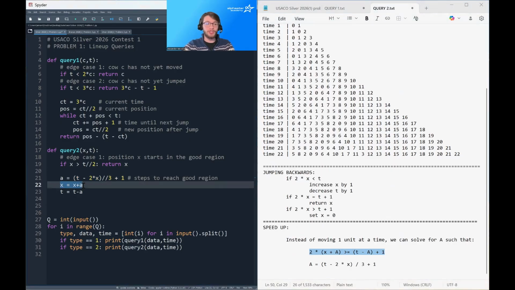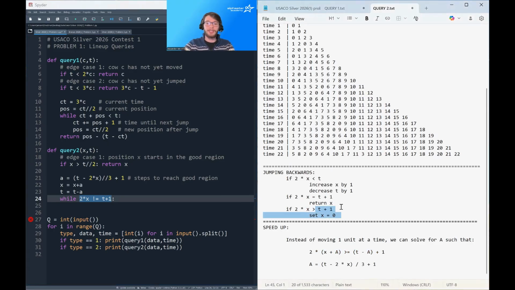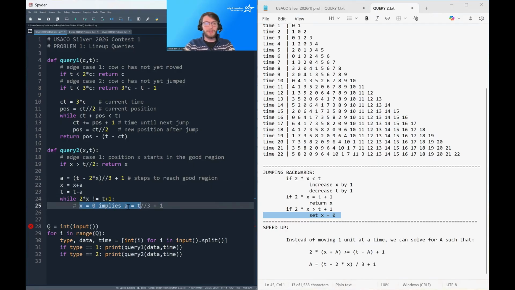So we're going to increase our position by A, and we're going to decrease our time by A. So we're walking backward A steps through time. And then we're going to check, have we fallen exactly on the orange line? If we're falling exactly on the orange line, the process is over and we can just return our current position. But if we don't fall exactly on the orange line and we've actually exceeded t plus 1, then we're going to reset x to 0 and apply this same formula. But if x is 0, the formula simplifies slightly, and we can just see that A becomes t over 3 plus 1. So the key idea is that at any moment in time, we're jumping back roughly t over 3 moments in time.